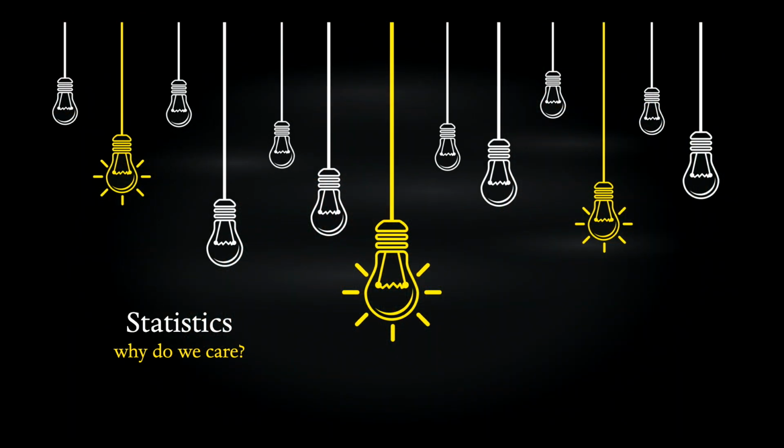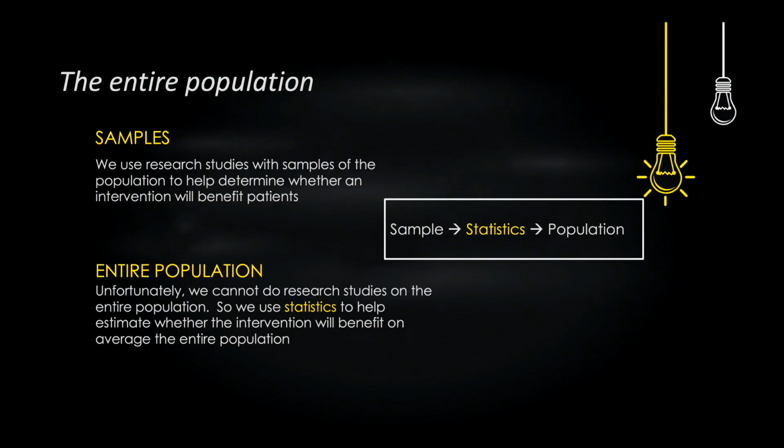Our topic includes a statistical overview, and why should we care? Well, we care because in healthcare research, we generally take a sample of the population and do a study, and then we use statistics to help us determine whether the intervention will benefit patients of the entire population. If you see this box on the right-hand side, you take a sample of patients, you do a study, you apply statistical measures to that study, and then you try to make an estimate on the population.